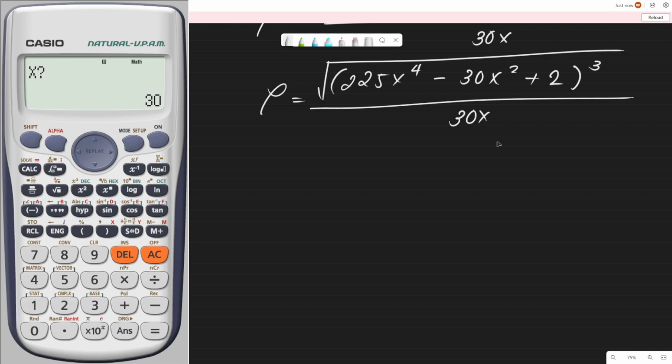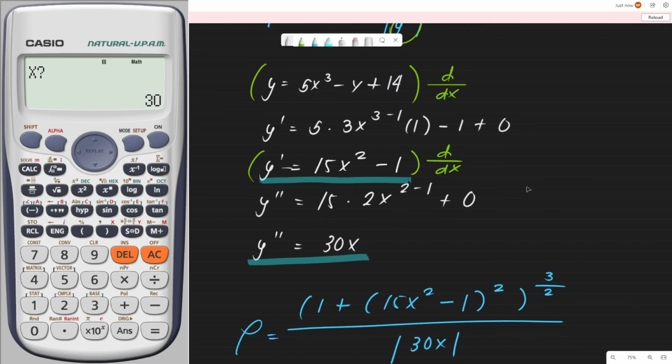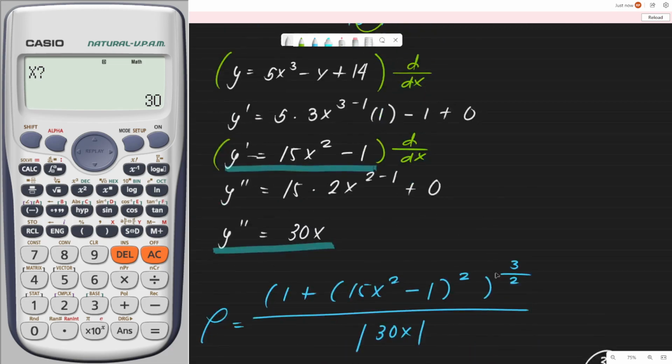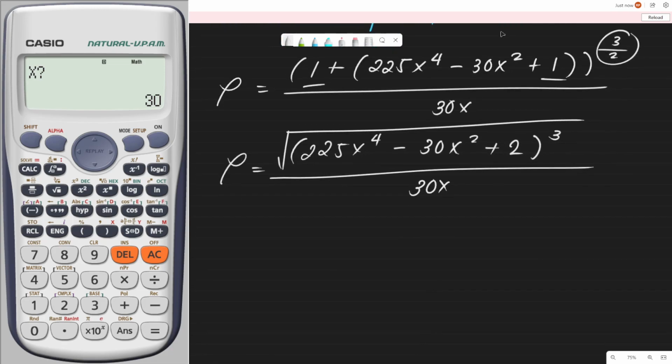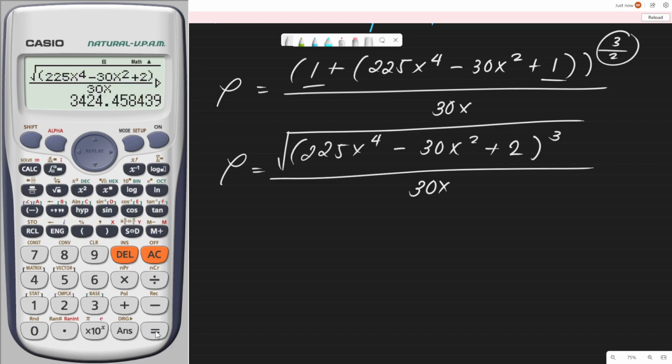So going back to our given, ang sabi dun sa given natin, we have x is equal to 2. So we're going to put 2. So 2 equals, so we have 3,424.458 units. So we have our rho is equivalent to 3,424.458 units. Since radius lang naman yung pinag-uusapan natin, no?